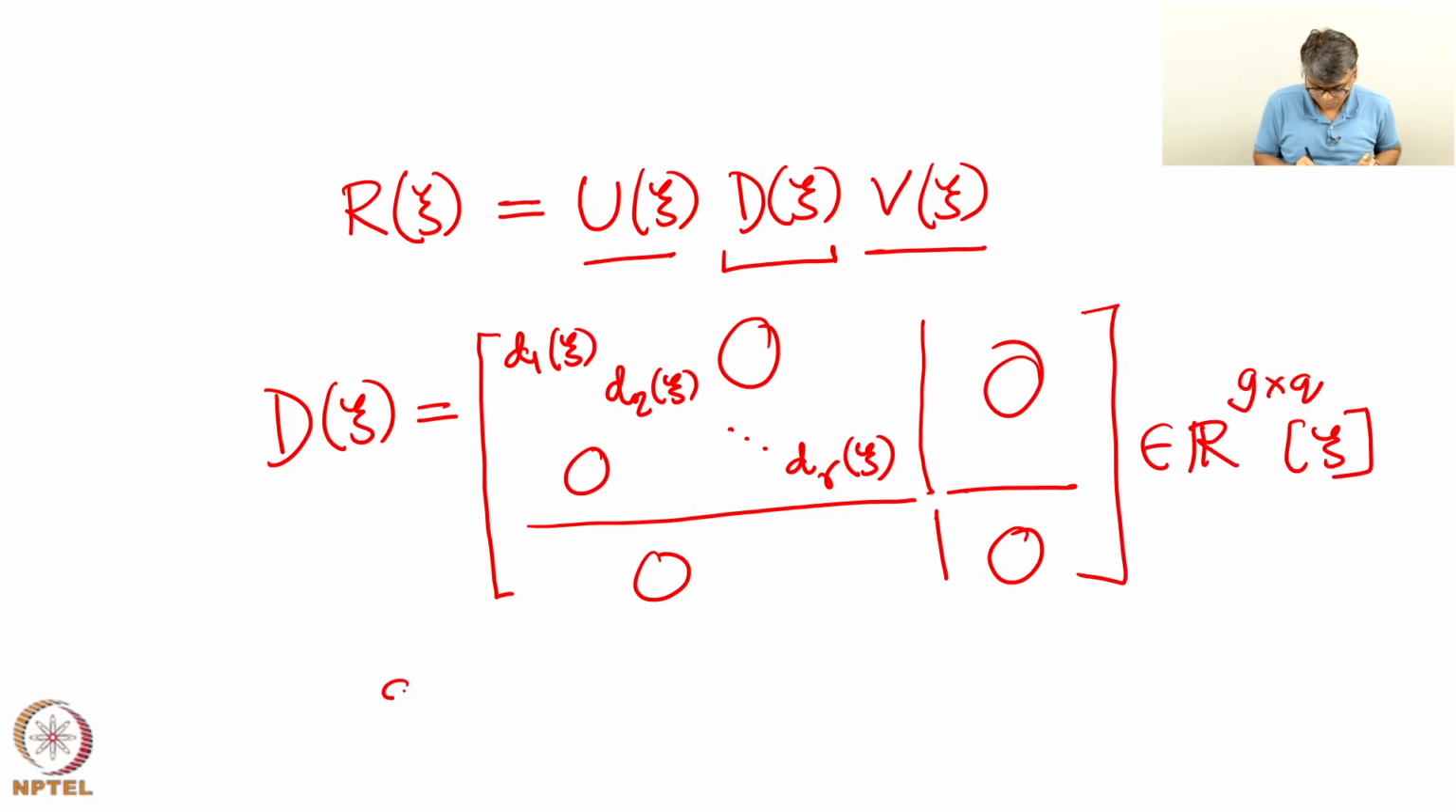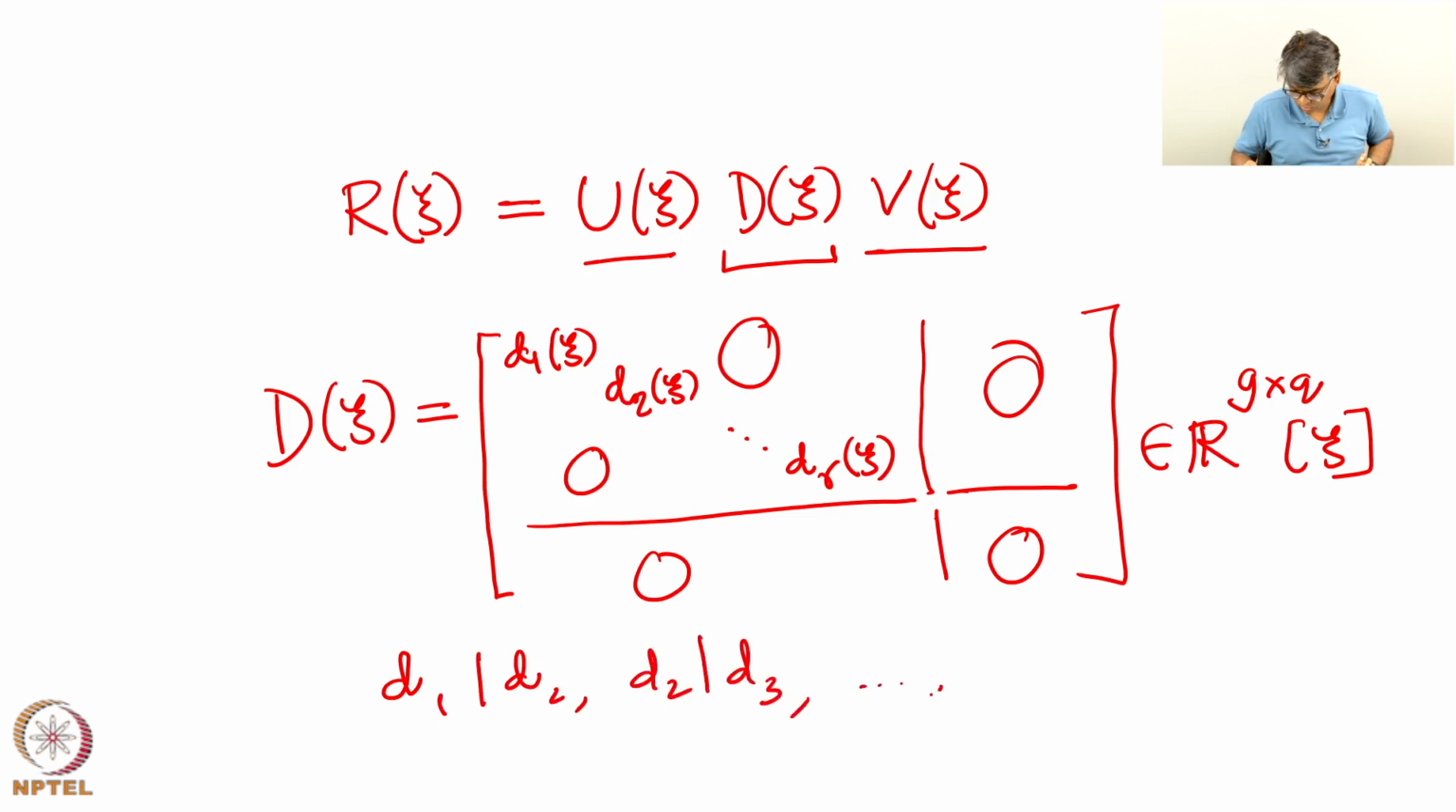Smith canonical form requires that D1 divides D2, D2 divides D3, and so on, Dr minus 1 divides Dr. But for the quasi Smith canonical form, we don't require that. As long as it's diagonal, we are happy. This is the Smith canonical form, right? Isn't it reminiscent of something? I'm sure you can see the similarities.